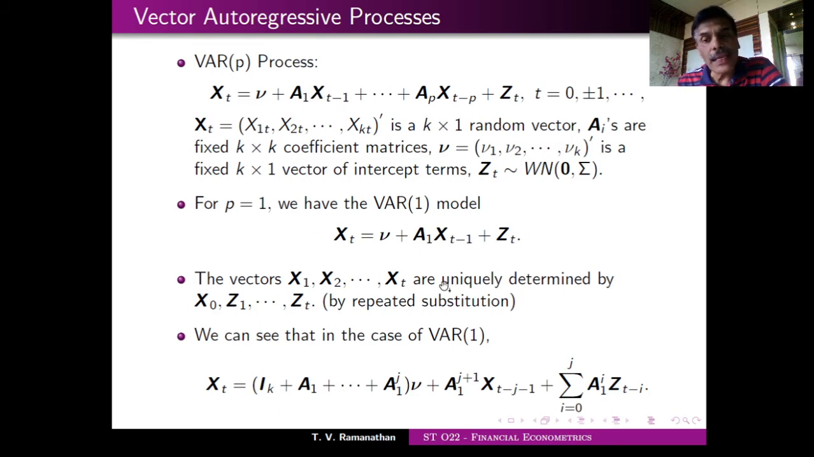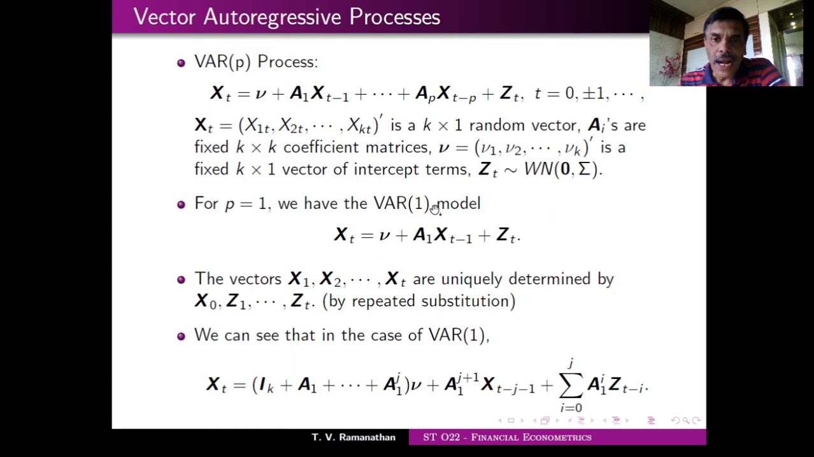Now like in the case of univariate time series, these x1, x2, up to xt are uniquely determined by two things. What are those? The innovations and the starting value. The starting value is x naught. So these are uniquely determined by x naught, z1, z2, etc., zt. How can we say that? We can say that very easily in the case of VAR(1). This is similar to what we have done in the univariate case. You keep on substituting.